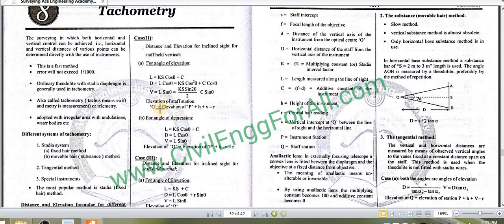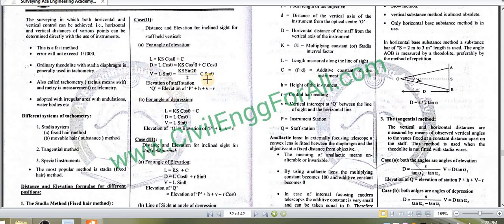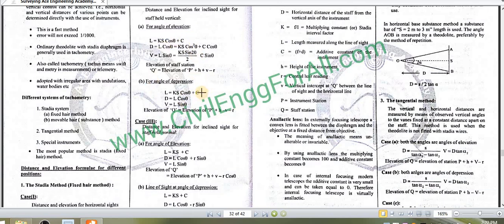For elevation, you can use this formula: Q equals elevation of P plus H plus V minus R. You can use this formula when the line of sight is inclined upward. After that, for the angle of depression, you can use the same formula. The formula does not change for the angle of depression. That is, L equals Ks plus C, for D it will be Ks cos square theta plus C cos theta, and for V it will be Ks sin 2 theta by 2 plus C sin theta. This same formula you can use for elevation and also for depression.